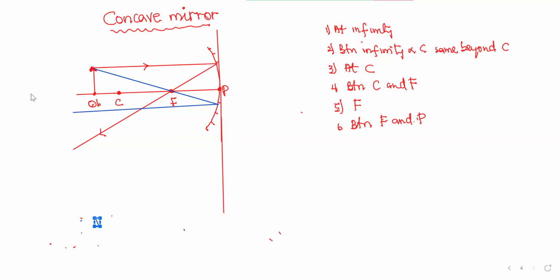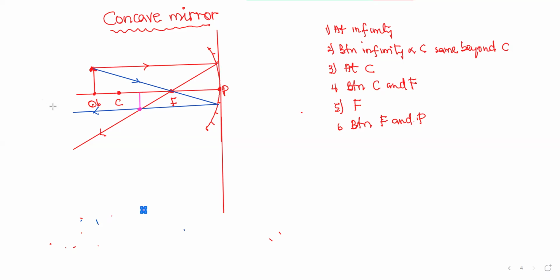You see the two, there's the incident ray and then there's the reflection. The two reflected rays are intersecting here. The point where the reflected rays intersect is the point where the image will be formed. The point of intersection of the two reflected rays is the point where the image will be formed.